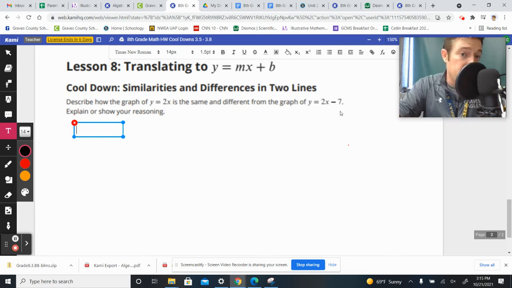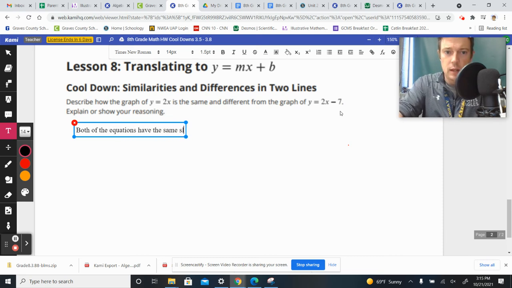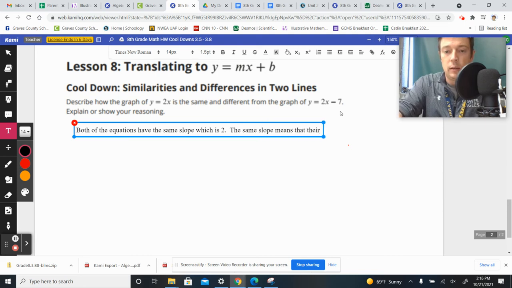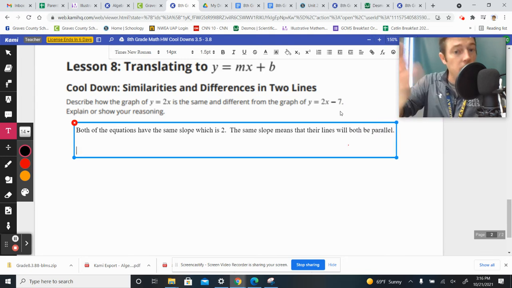First of all, things they have in common is you'll notice that they have the same slope. So we could say something like both of the equations have the same slope, which is 2. The same slope means that their lines will both be parallel. So those are similarities that I notice.